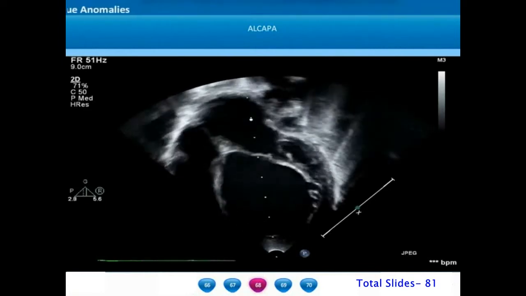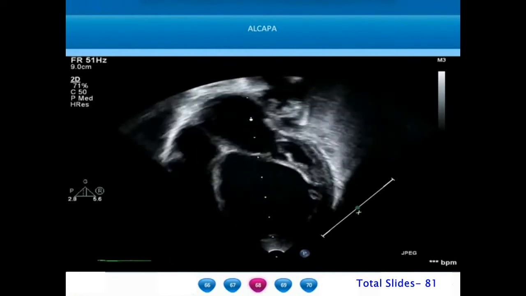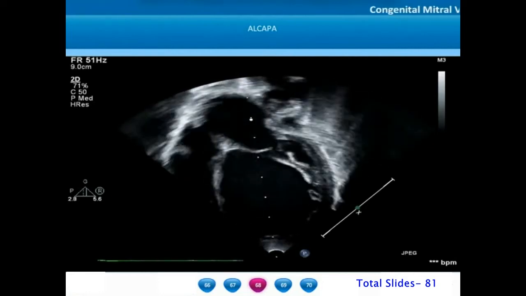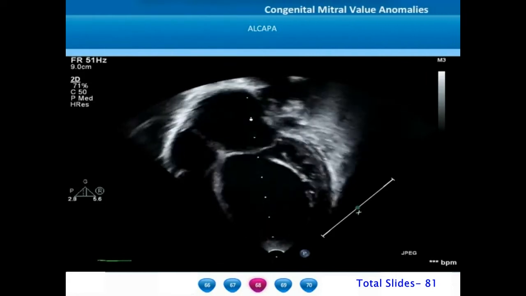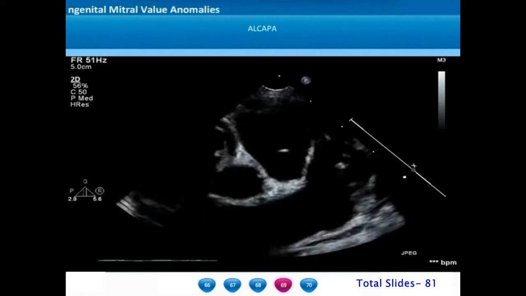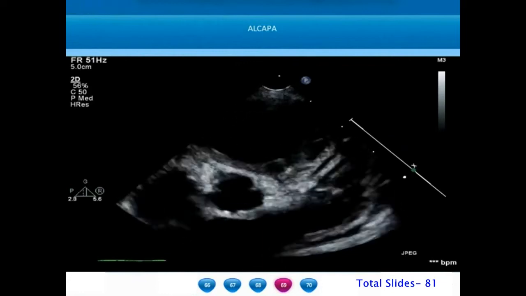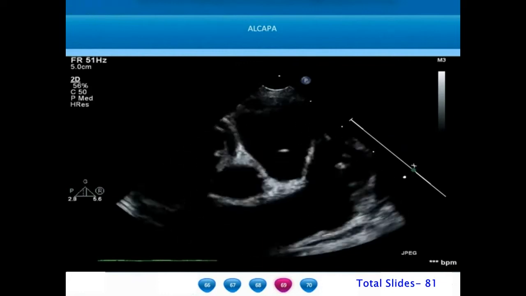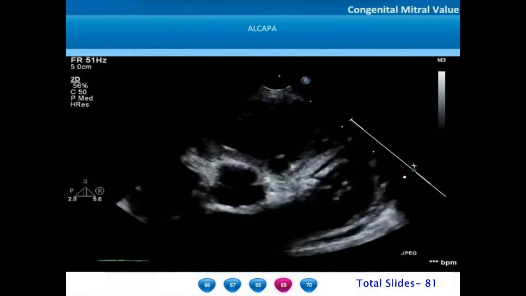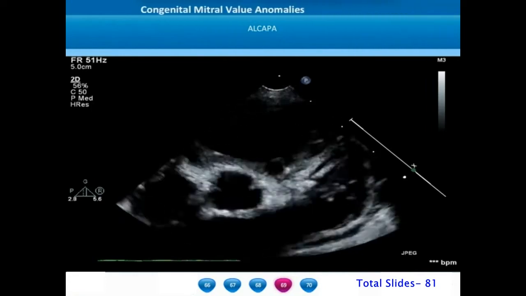When we see this picture without any color Doppler, we can appreciate the dilatation of the left ventricle, the scarred echogenic papillary muscles of ALCAPA. On the parasternal short axis view, we can see the aorta and the main pulmonary artery. The left coronary artery is arising from the main pulmonary artery, indicating anomalous left coronary artery origin from pulmonary artery, called ALCAPA, and the dilated right coronary artery is coming off the aortic root.